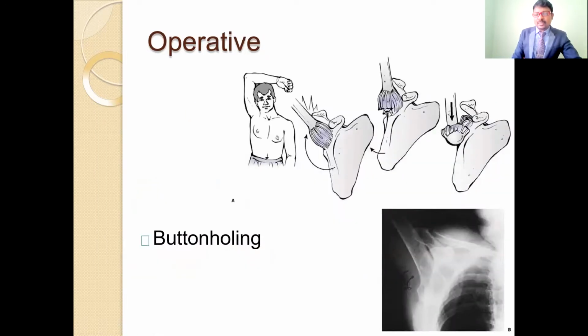And if it's not possible, then open reduction, with surgical procedures to correct the shoulder joint under general anesthesia, so that we can bring it into the normal position.